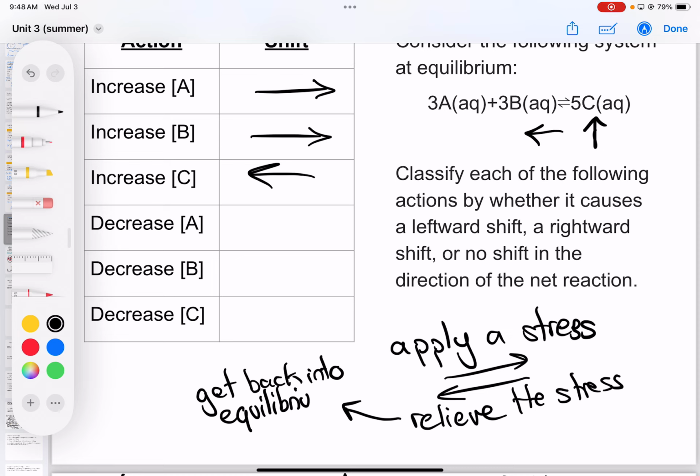Okay, take a minute and predict the decreases now. So if we decrease A and B, how would the reaction shift to compensate? Or if we decrease C, how would the reaction shift?